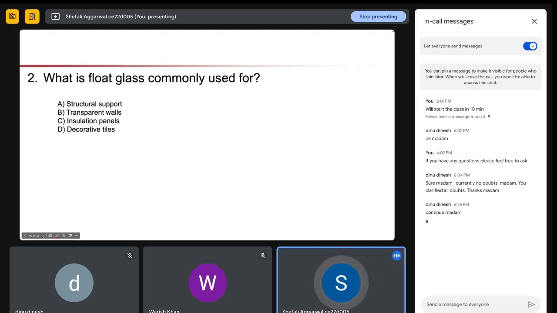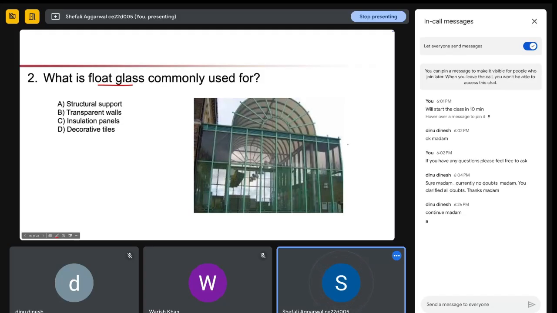Okay, so the second question is, what is float glass commonly used for? Structural support, transparent walls, insulation panels or decorative tiles? So you remember float glass, it is a type of plain glass, normal glass which we can easily get. So it is generally used for transparent walls.